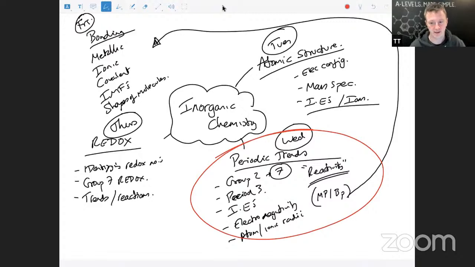Radius increases down group 7. So down any group, radius increases because you're adding a full energy level of electrons each time.